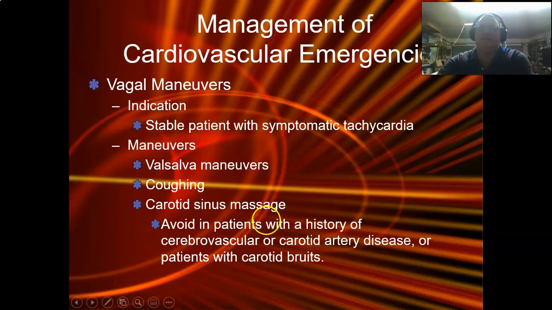We send an emboli into the brain, and then not only do we have a rapid heart rate, but now we've got a brain stroke going on, and that we just complicated the patient's problem.